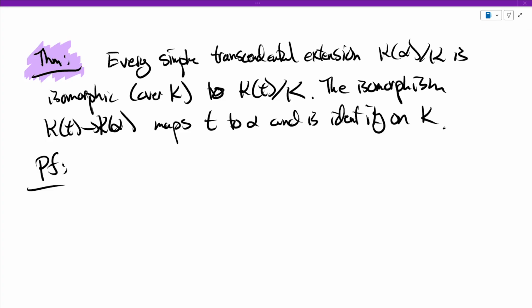All right, we're now going to turn our attention to classifying all simple extensions algebraically. So algebraically means in terms of quotients of polynomials and/or rational functions and/or polynomial rings. Okay, so our first theorem is that, so remember there's two types of simple extensions. There's transcendental and there's algebraic.